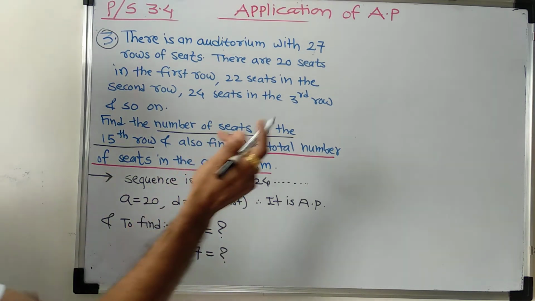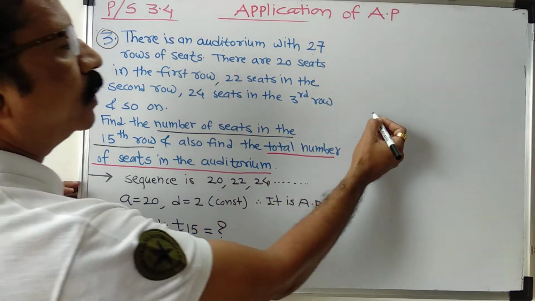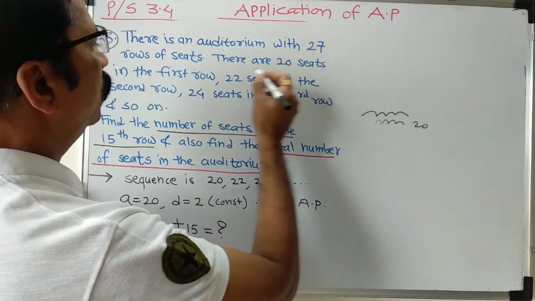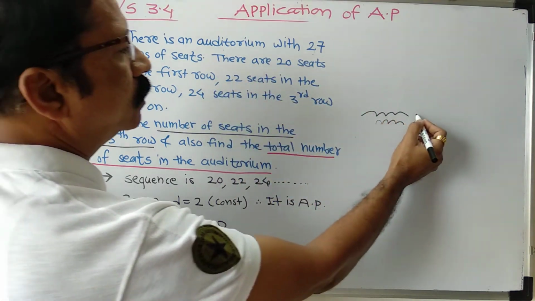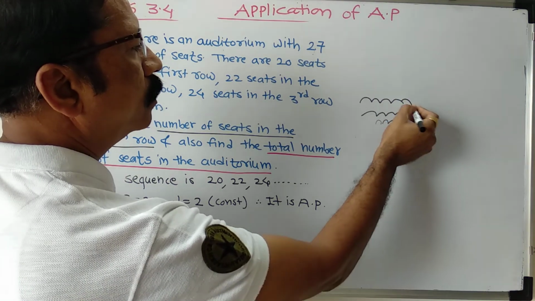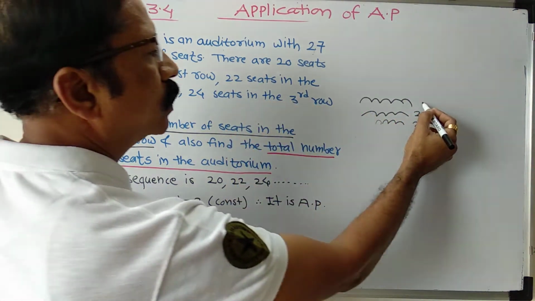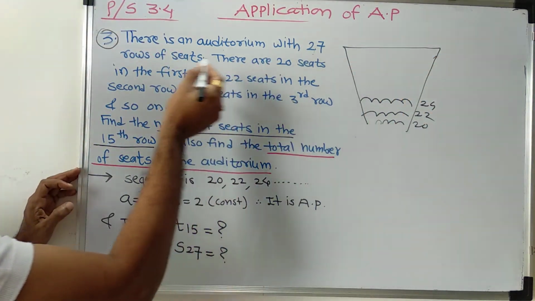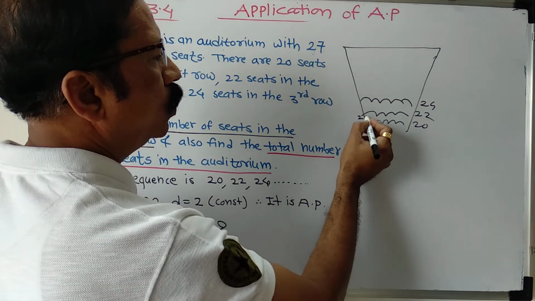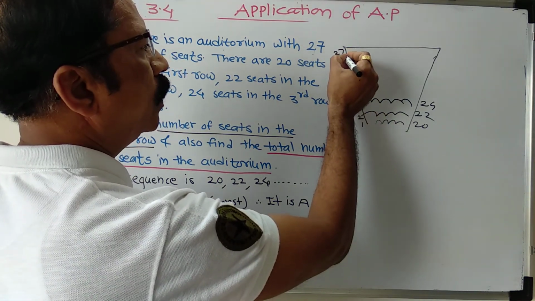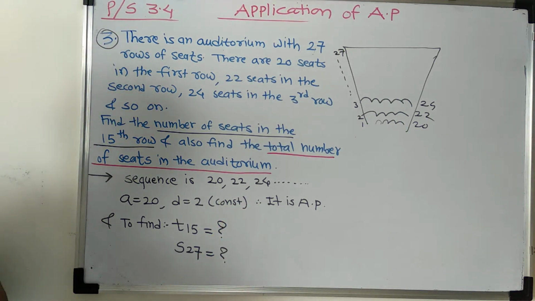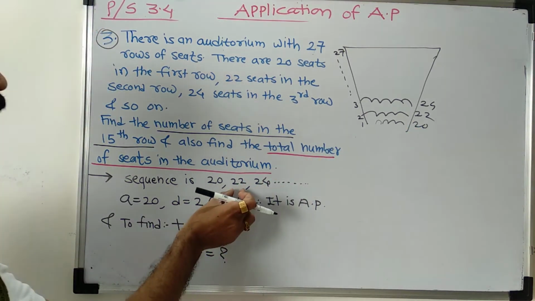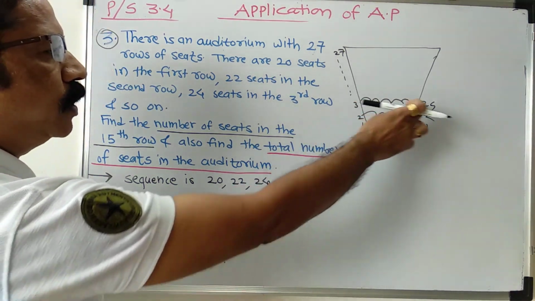What is given? In the first row there are 20 seats. Then in the second row there are 22 seats. In the third row there are 24 seats. Like this there is one auditorium and totally there are 27 rows. So in the first row there are 20 seats. In the second row there are 22 seats. In the third row there are 24 seats.